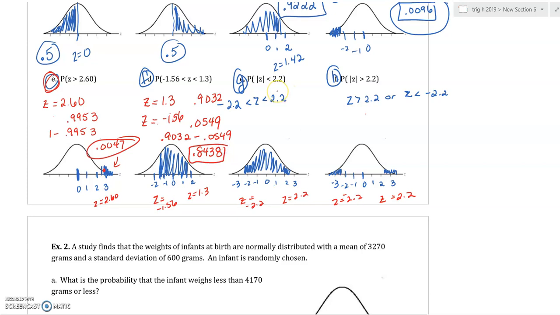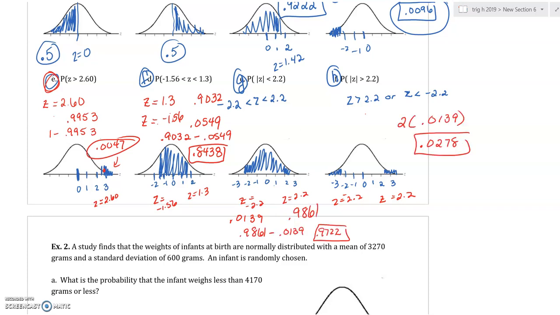What about part G? So G, it's the absolute value. So that means that z is greater than negative 2.2, but less than 2.2. So you end up with, let's see, a z-score of negative 2.2 is 0.0139, and 2.2 is 0.9861. So pause the video. All right, so finishing up here for part G, then you could say 0.9861 minus 0.0139.